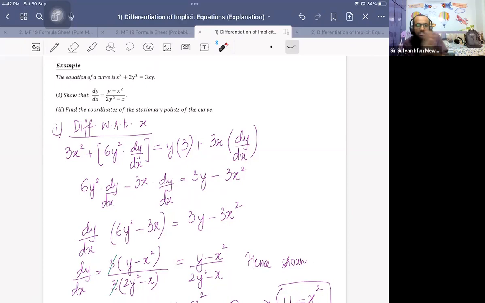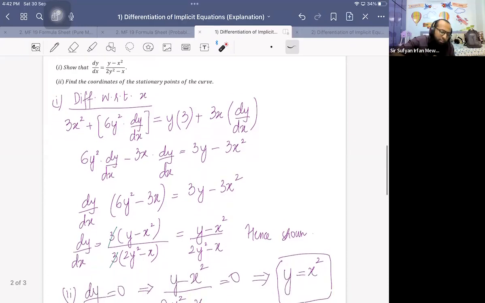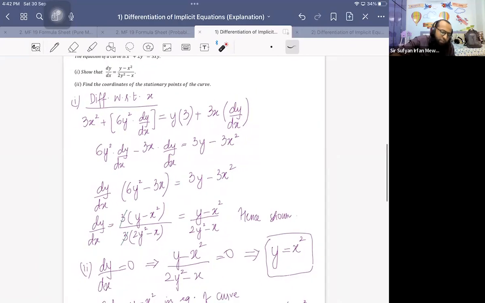Previously, we used to get x directly because the gradient function was purely in terms of x. But now when the gradient function is in terms of x and y both, we are going to equate dy by dx to 0 and we'll get an equation, and we'll solve that simultaneously with the original equation to get the coordinates. So this is what I've done.